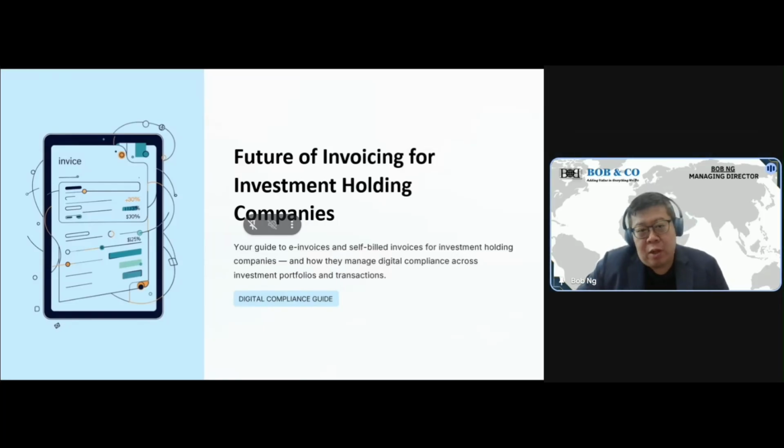I'm sure a lot of you are aware that e-invoicing is now the buzzword going on in Malaysia. All right, so what I'll be sharing today is a little bit more about this compliance of e-invoicing that will concern investment holding companies. So for all of you property owners and property management companies, if this is a big problem for you, then this is a video for you.